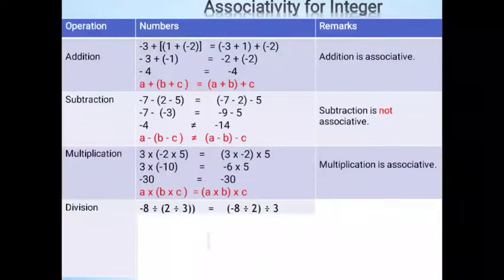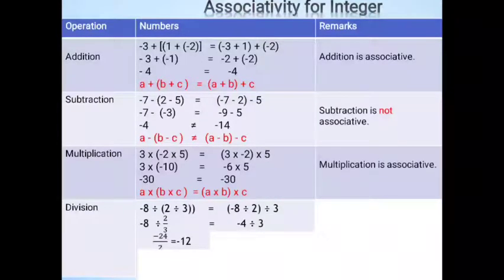Negative 8 divided by 2 divided by 3, whether it is equal to negative 8 divided by (2 divided by 3). Let's check. Negative 8 divided by (2 divided by 3) can be written as 2 upon 3. So after solving, we will have negative 8 multiplied by the reciprocal of 2 upon 3, which will be 3 upon 2. So we have the answer as negative 24 upon 2, which is equal to negative 12.